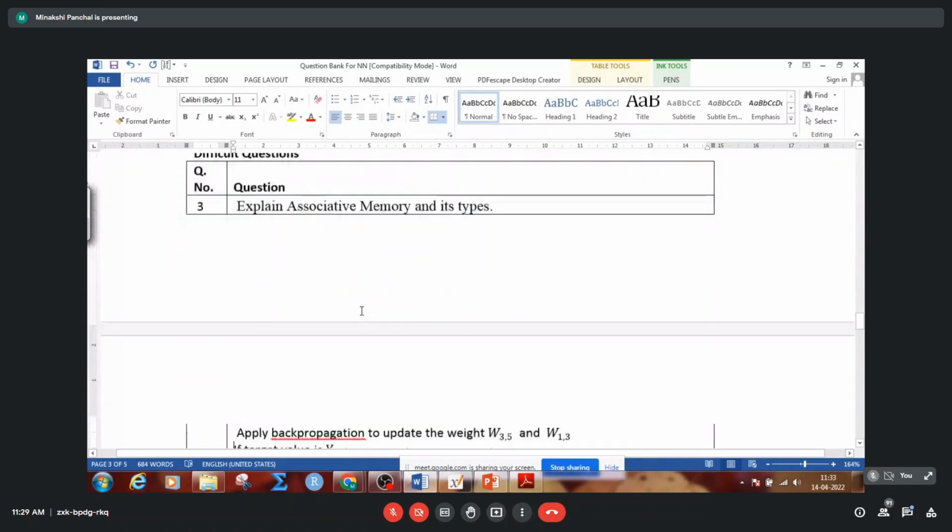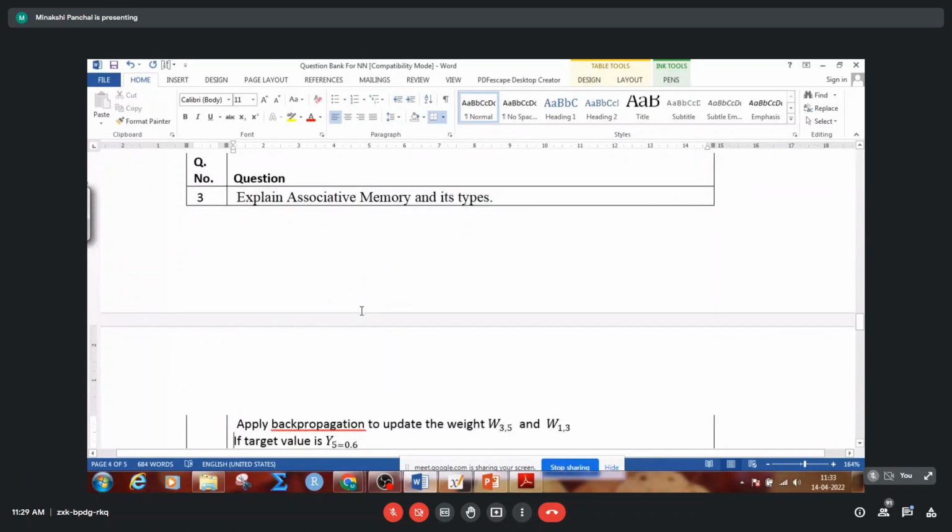Now what will be there in the difficulty level question? Difficulty level: explain associative memory and its types. See, this is a difficulty level question, for which I have already described what the concept of associative memory is, and later on just write down about auto-associative and hetero-associative. So you should understand that in auto-associative, input and output are both the same. In hetero-associative, input and output are different. So you can give a simple example also.